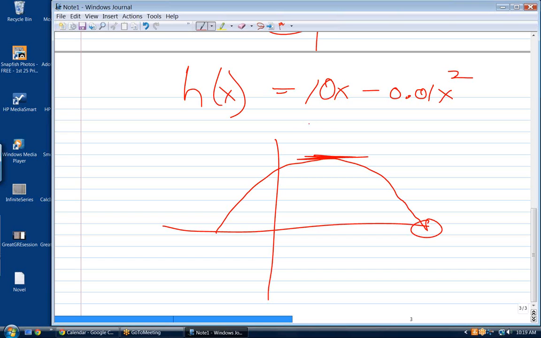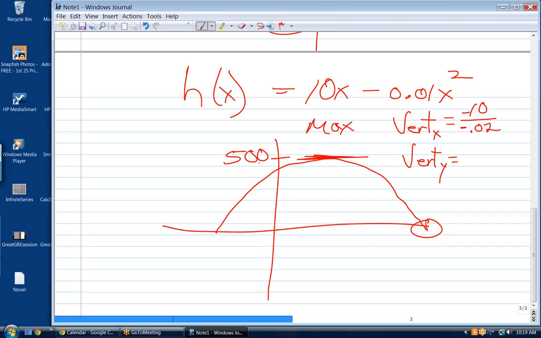The vertex. But in order to get it, we've got to find the vertex x-coordinate and then the vertex y-coordinate. And the vertex y-coordinate is our answer. So what's the x-coordinate? Negative 10 over 2 times negative 0.01. That'd be a negative 0.02. So, I got 500. Okay, that's correct.